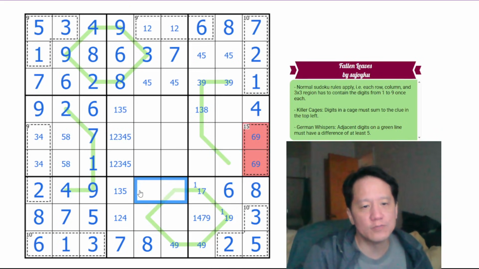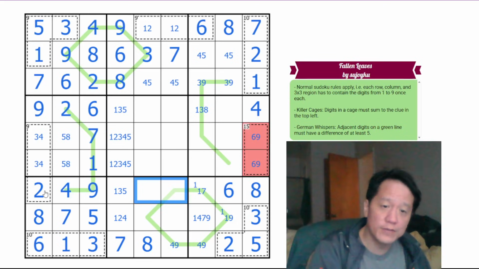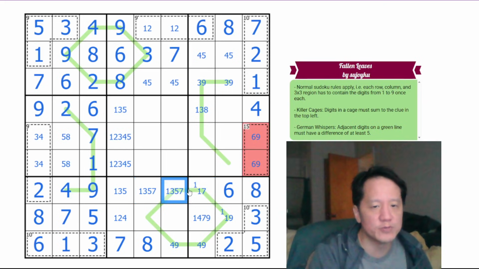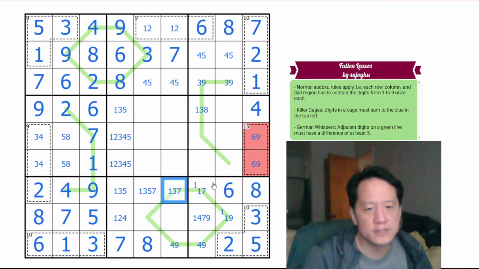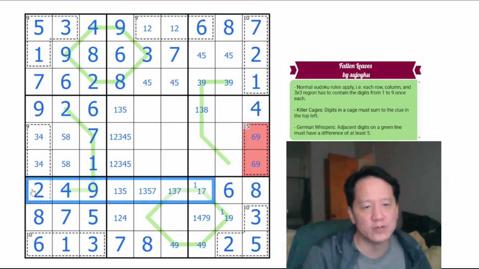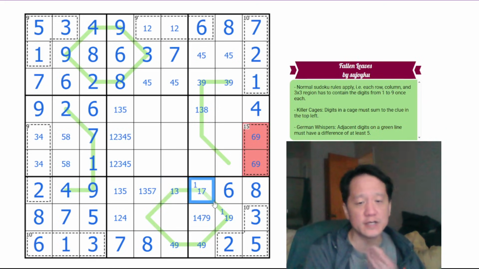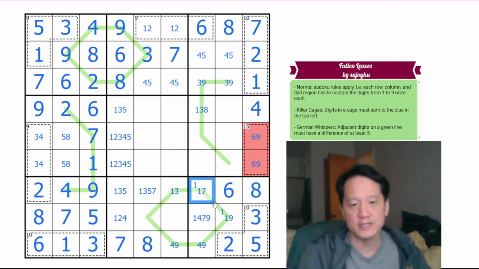Remaining digits in row 7 are 1, 3, 5, and 7. So we're guaranteed, 5 can't be on the 5 line. 7 is the only high digit possible in these two cells. And it can't be here. So this is 1 or 3.